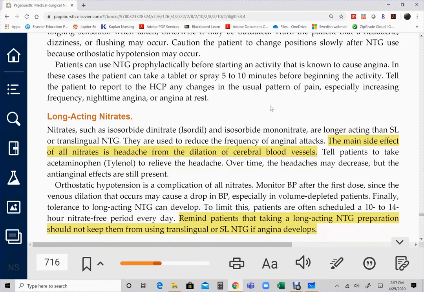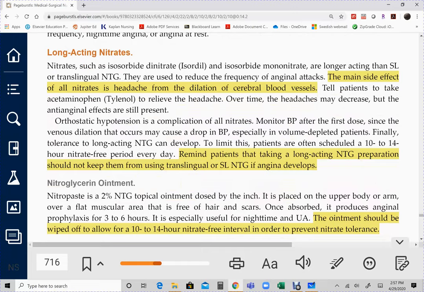Alright, and then we have long-acting nitrates. This is done already when the patient's in the hospital. They come in two forms. We have tablets and we also have ointments. Of course, nitroglycerin also comes in a drip. It also comes IV. So there are instructions on how to use each one.